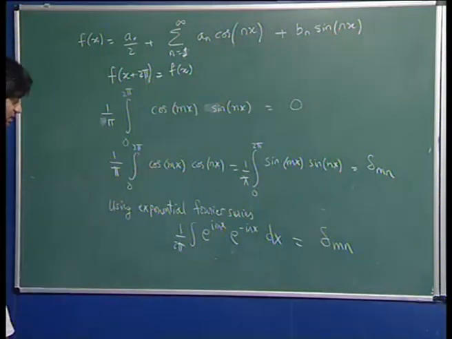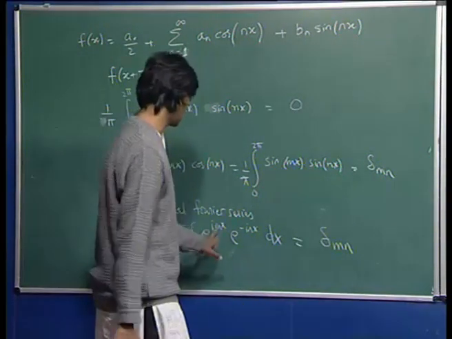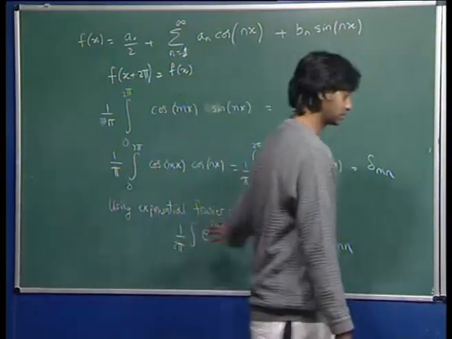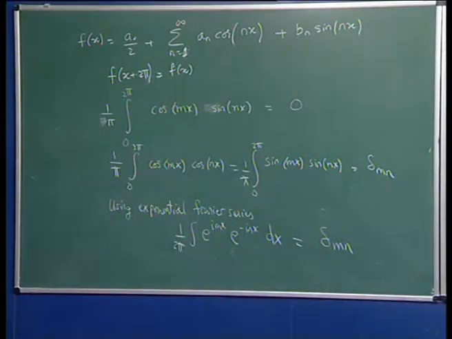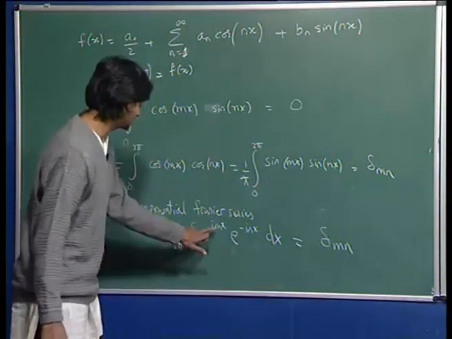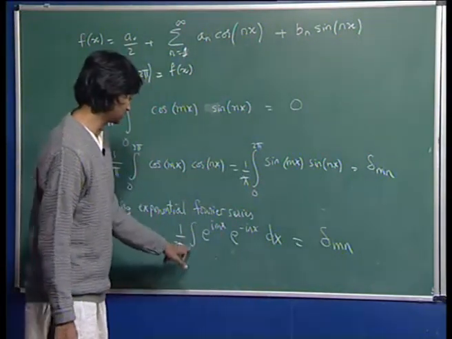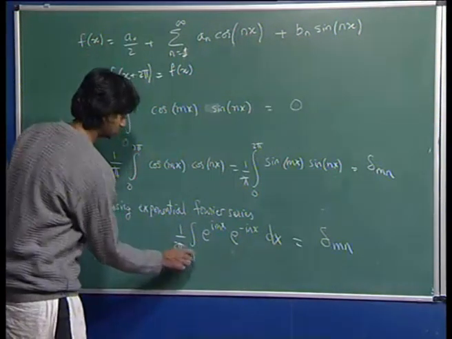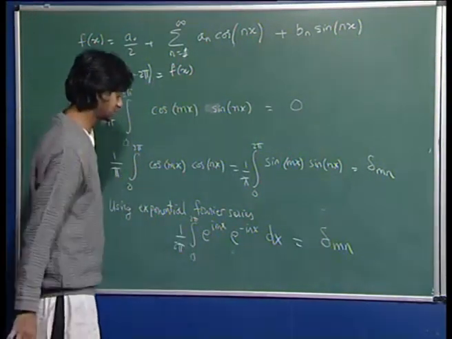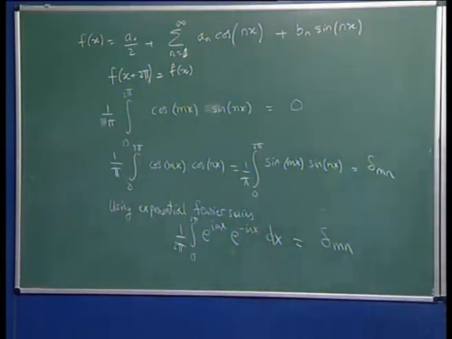Now, this is actually quite an interesting relation. Now, m and n are distinct, so m can either be equal to n or may not be equal to n. So this means that the integral of e to the i (m minus n) x dx from 0 to 2 pi should be equal to 0 if m is not equal to n.